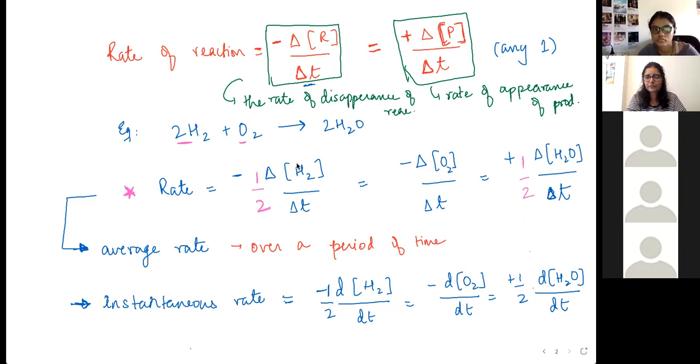Let's see. So based on this, what do you think is the unit of rate? Rate of a reaction ka SI unit kya hoga? Mole per second. Concentration ka unit kya hai? Is it purely moles or is it something else? No, it's not purely moles.